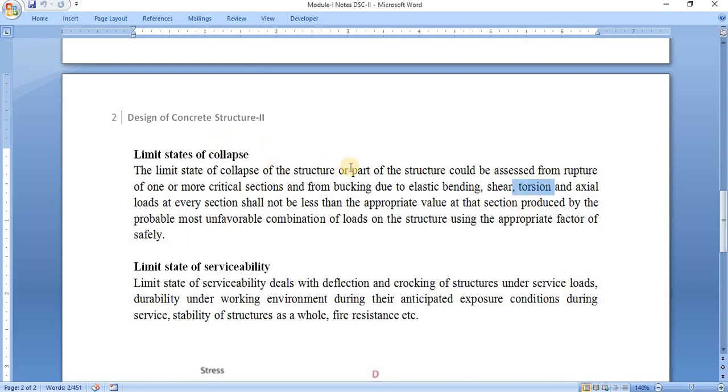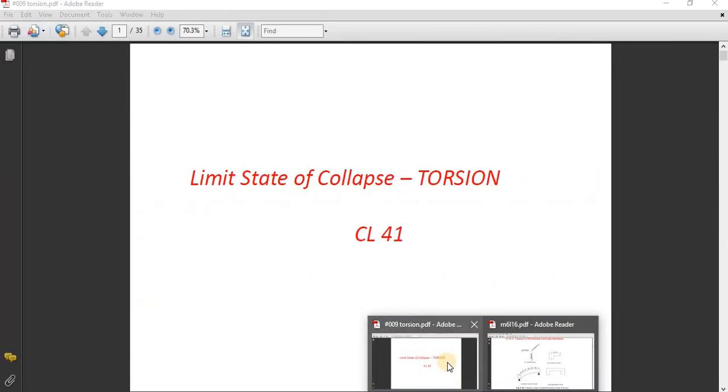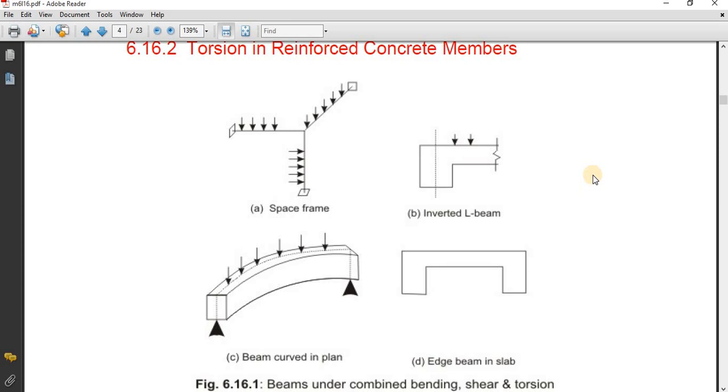Specifically in your syllabus, in limit state of collapse, they have mentioned about the torsion. Actually, in design of concrete structure 1, you have already studied about shear and bending. While designing a beam, you have designed it for bending moment and the stirrups are designed for shear. So specifically, in limit state of collapse, we are going to deal with the torsion. So torsion is nothing but a twist. So we'll generally understand about the torsion.